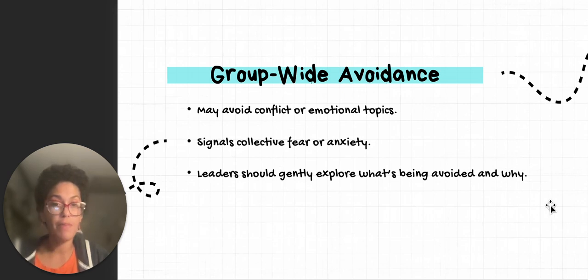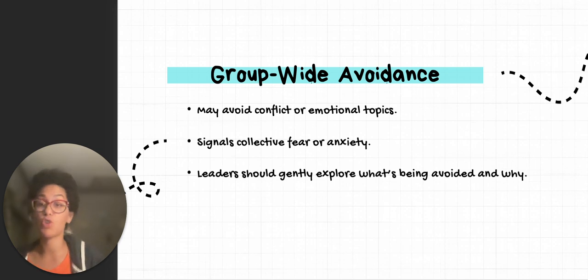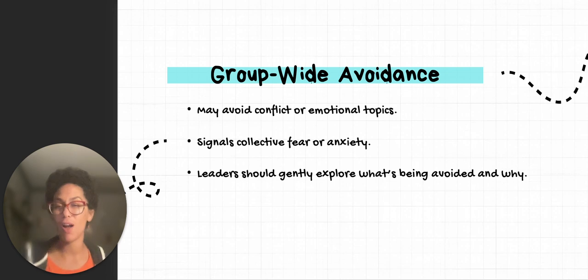But at the same time, there is a possibility of having to deal with group-wide avoidance. And this is where the entire group may engage in avoidance either consciously or unconsciously. So this might be due to collective anxiety or fear of confronting uncomfortable issues. The group may avoid addressing conflict, personal topics, or difficult emotions. Avoidance by the whole group, though, can impede the progress and hinder the group's development.